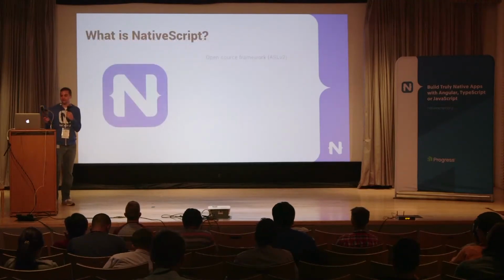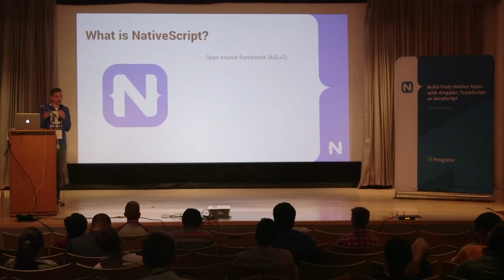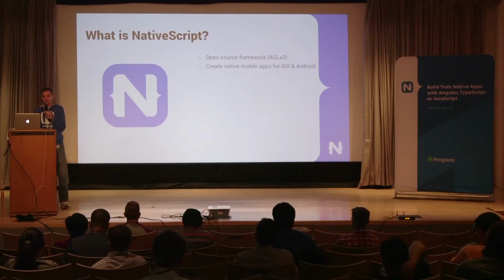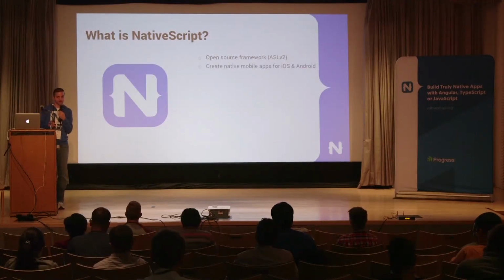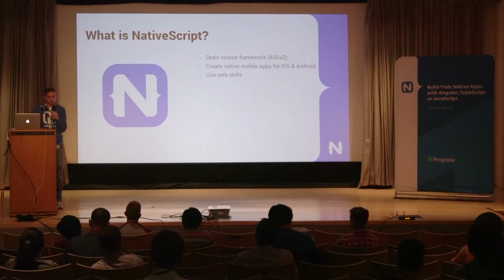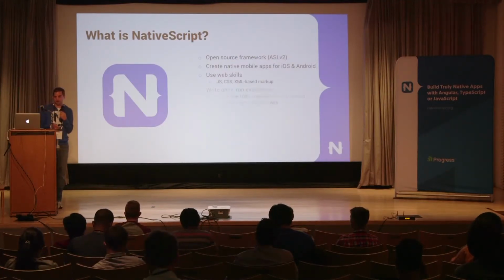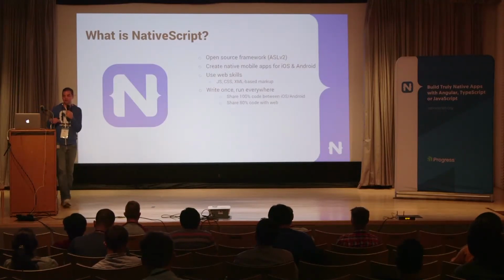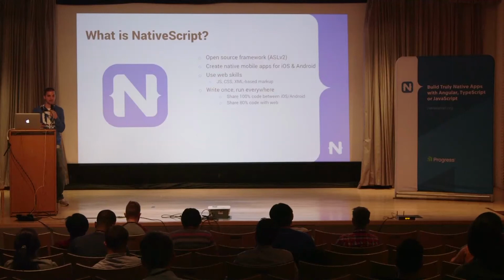So what is NativeScript? It is an open source framework, Apache v2 licensed. You are creating native mobile apps for both iOS and Android. You are using your web skills, which means JavaScript, CSS, and an XML-based markup language. You are writing once and running everywhere. We do propose that you can get 100% code sharing between iOS and Android.